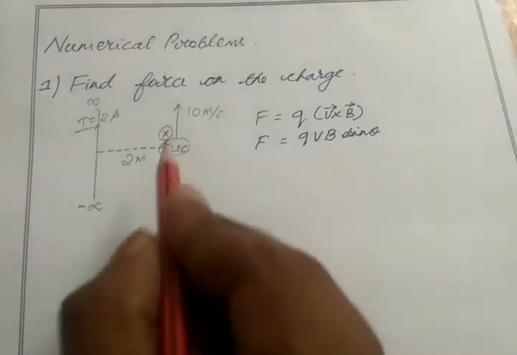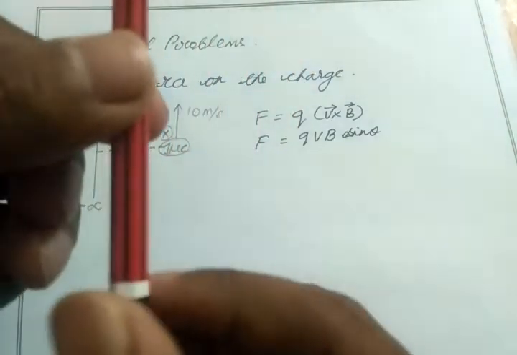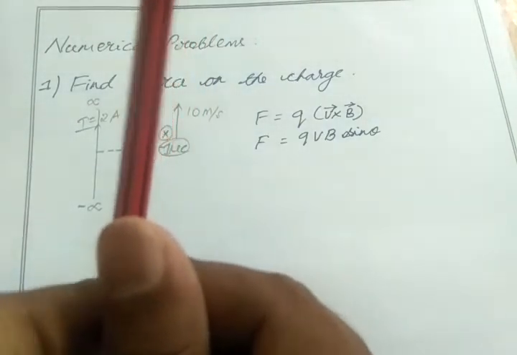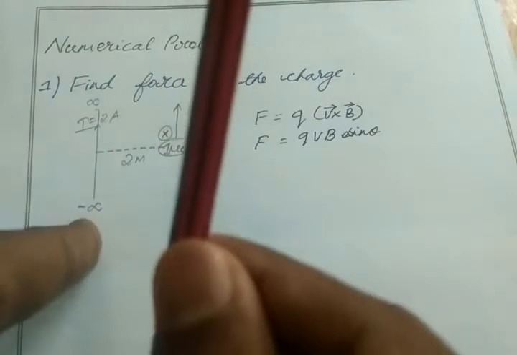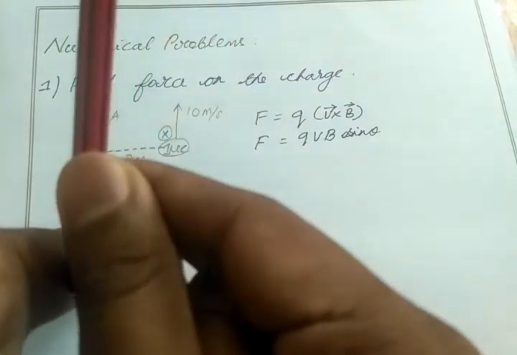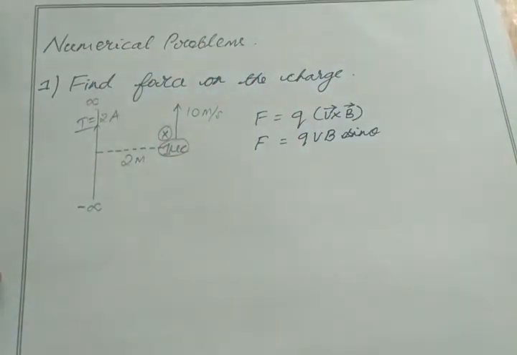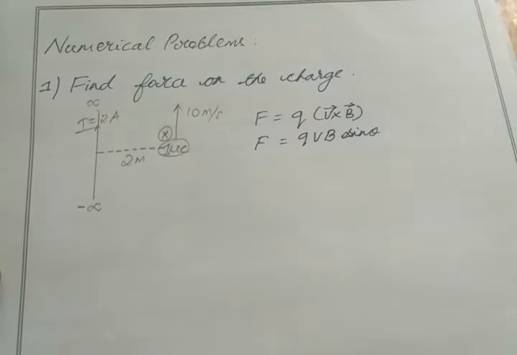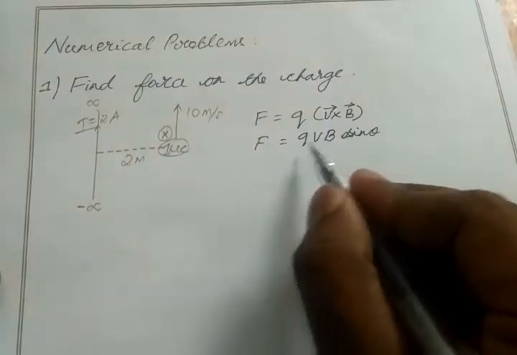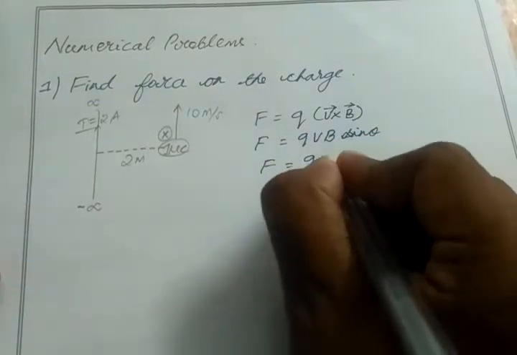So the angle between V and B: my V is like this and my B is going like this, so the angle between these two will be 90 degrees. If I put sin 90, its value will be equal to 1, so I get F equal to QVB.